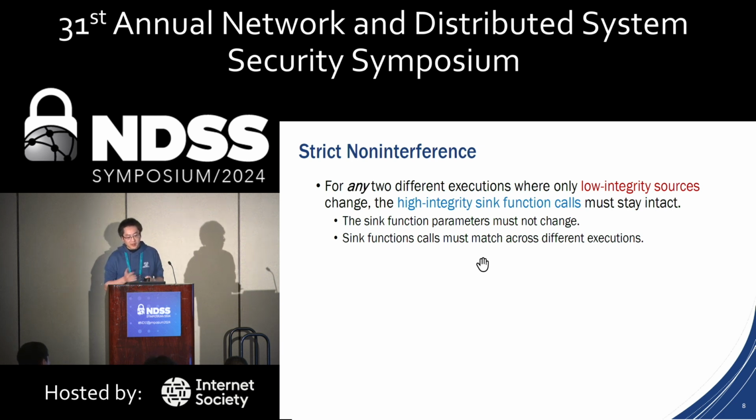The so-called intact here demands two specific properties. The first one is that the parameters passed into a sink function must be the same across executions. And the second property requires that sink function calls must match between different executions. Note this is a requirement on implicit flows.